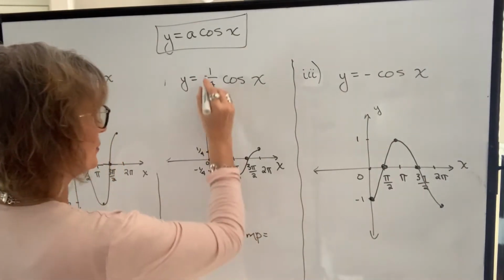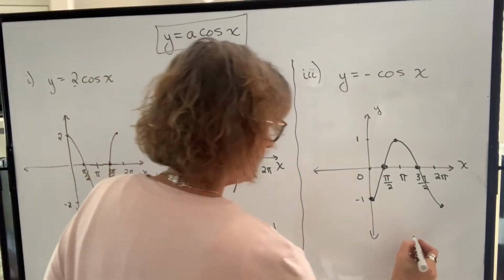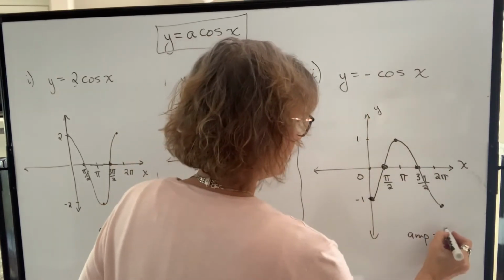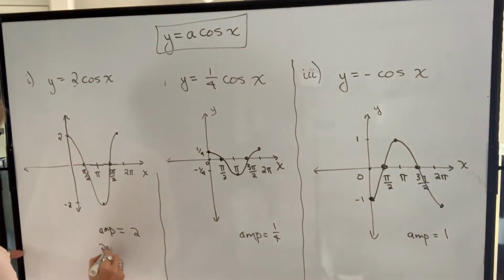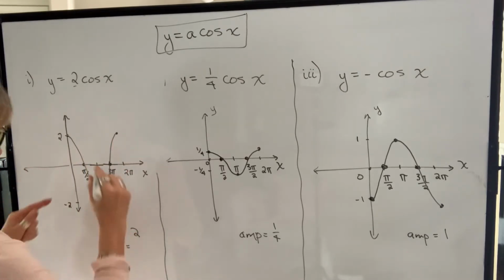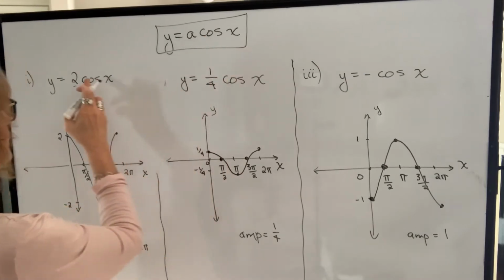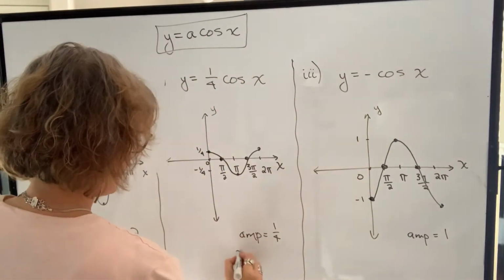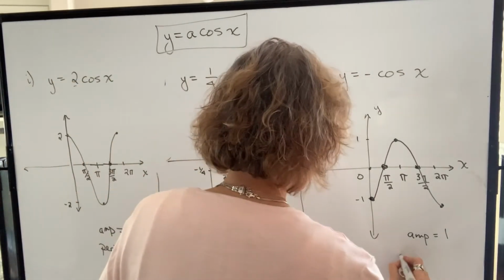In this case, the amplitude is 1/4. It's the highest y value the graph will reach. And in our last example, amplitude is the absolute value of -1, so the amplitude is 1. The period for each of these, how long does it take for the graph to complete one cycle before it starts repeating itself? It's 2 pi divided by 1 because my b in each of these is 1. So the period of each of them is 2 pi units.